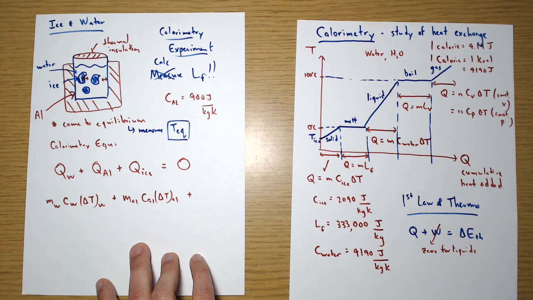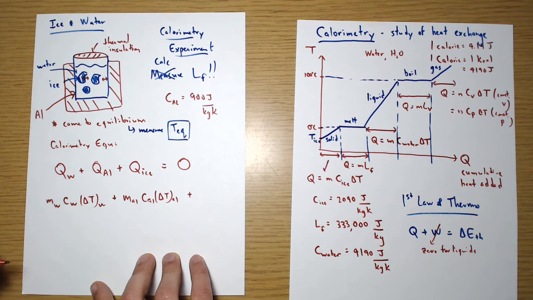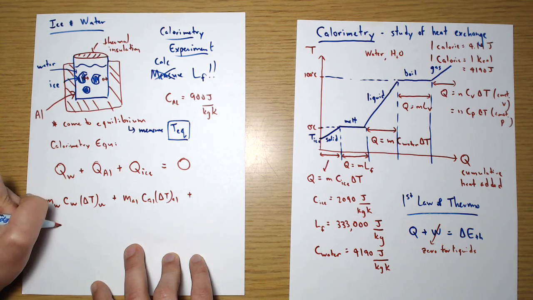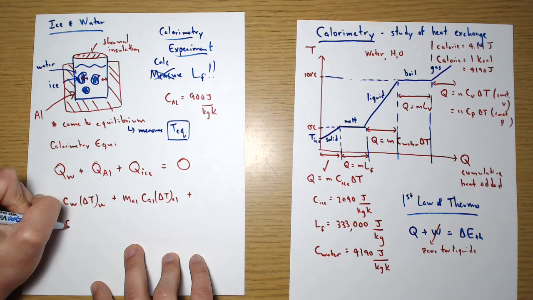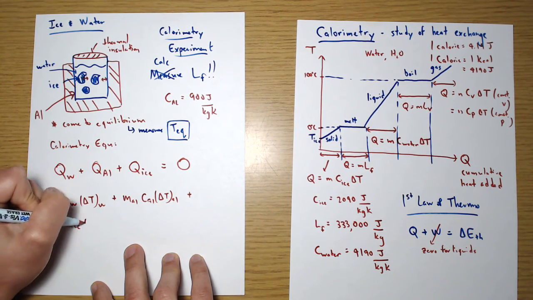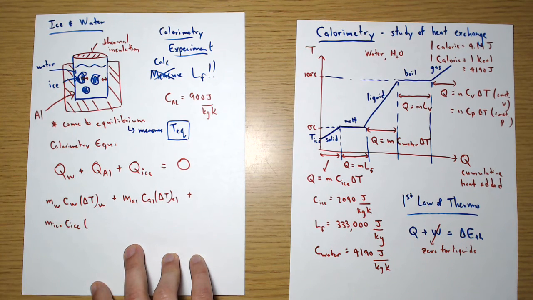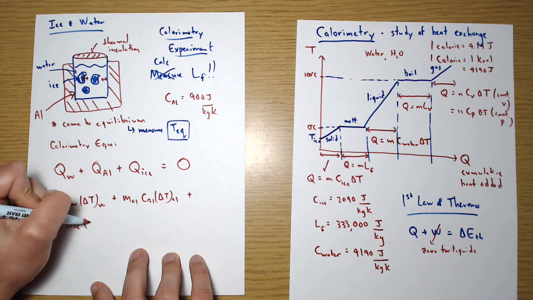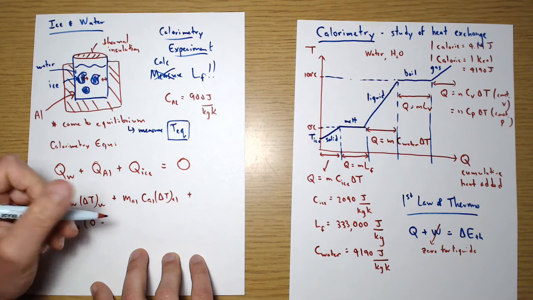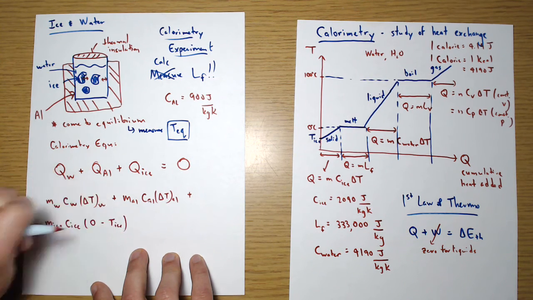Then I have the terms for the ice, and there's actually going to be potentially 3 terms for the ice. The first is the mass of the ice times the specific heat of the ice times the final temperature of the ice. Let's just consider the case where there is enough water at a high enough temperature to melt all the ice and warm it. So first of all, in order to reach equilibrium, the first thing you need to do is warm the ice. So the change in temperature is 0 minus the initial temperature of the ice.